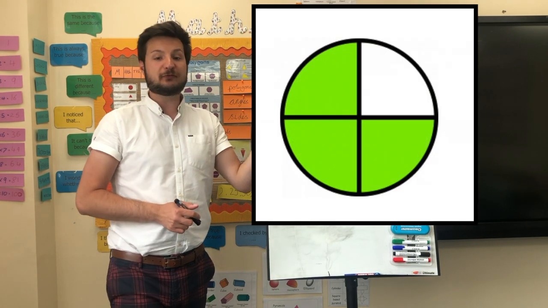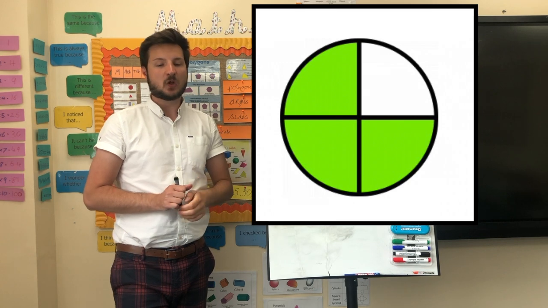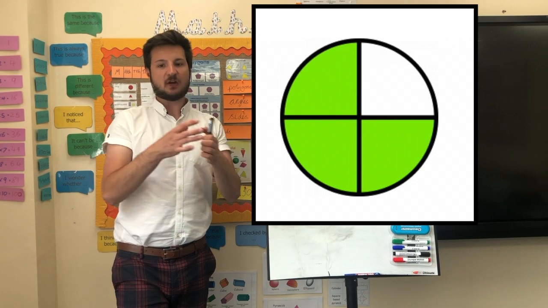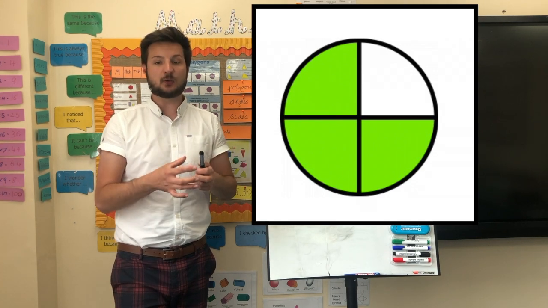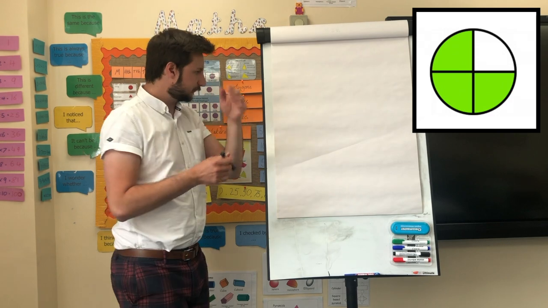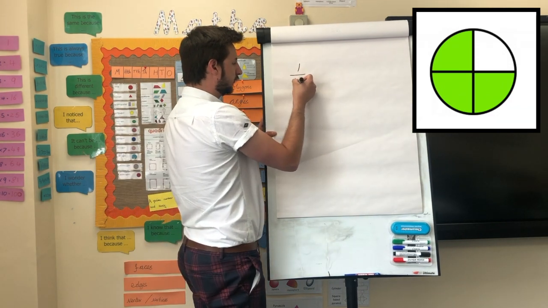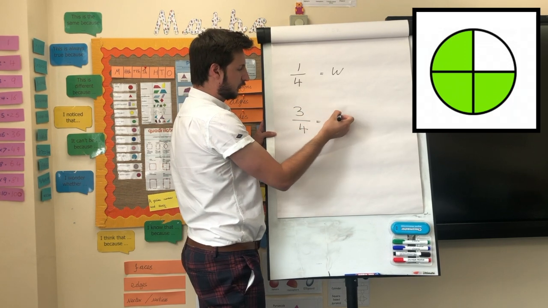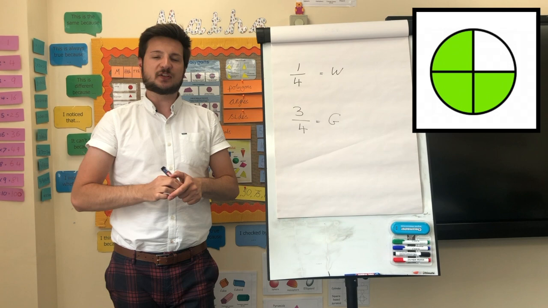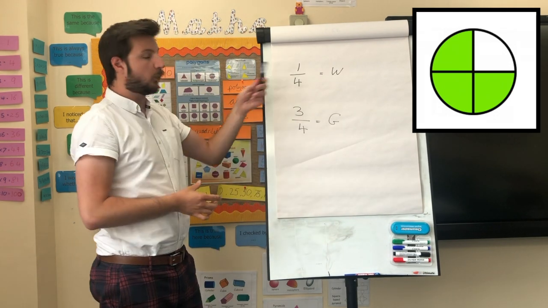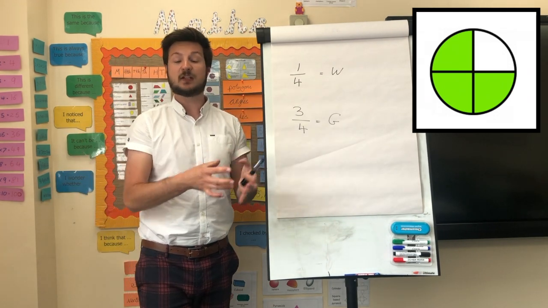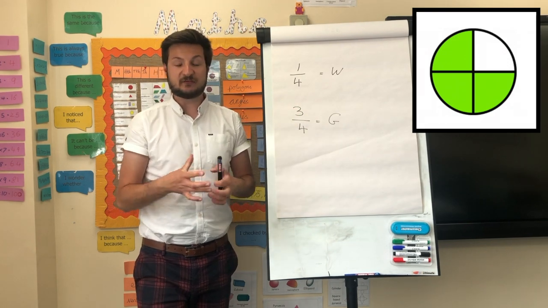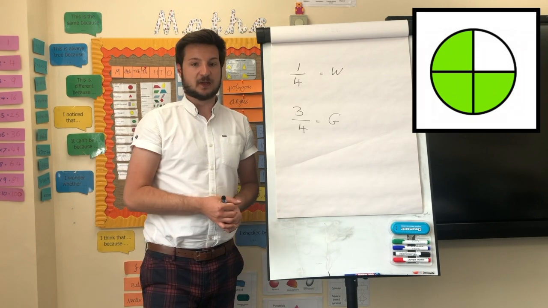Have a look at this shape here. This shape is split into 4 equal parts. One of those 4 equal parts is white, and 3 of those 4 equal parts are green. This tells us 1/4 is white, and 3/4 is green. So in terms of what that is as a percentage, like before, 1/4 is equivalent to 25%, so 25% is white, and 3/4 is equivalent to 75%, so 75% is green.